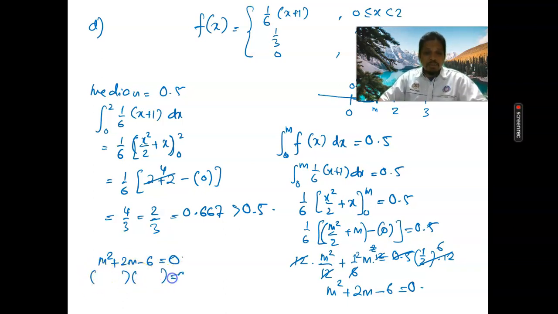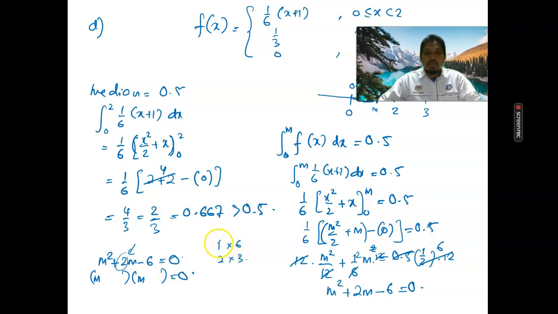Factorize this if possible. m and m. So 6, we look at the multiplication: 1 multiplied with 6 and 2 multiplied with 3. Class, the difference 1 minus 6 equal to negative 5, or 1 plus 6 equal to 7. We cannot get 2 here. And also 2 with 3: 2 plus 3 equal to 5, 2 minus 3 equal to negative 1. We will not get 2 here.